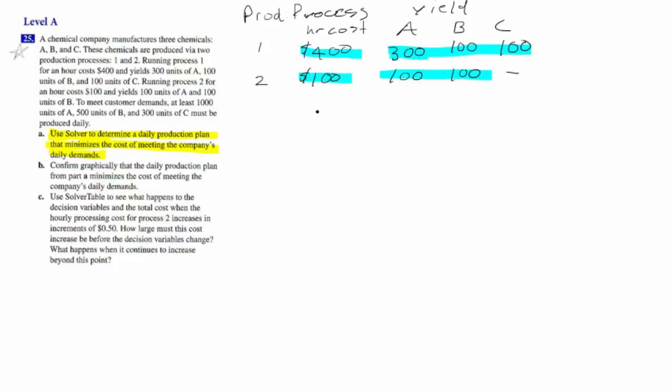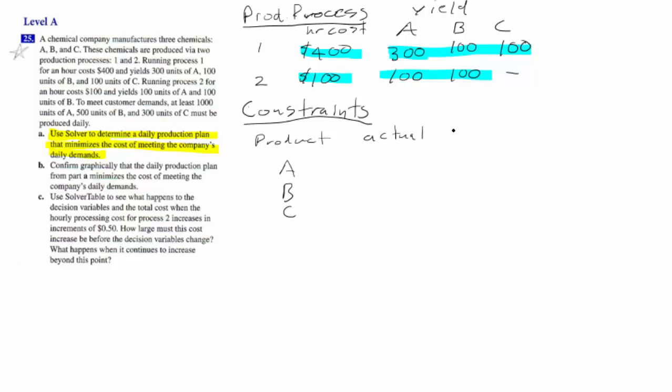What's next? Maybe we should think about the constraints next. So the constraints are this. We have product A, B, and C, and we'll make a little table like we did before: actual, and then the sign of the constraint. In this case, it's going to be greater than or equal to output. And these are going to be Excel formulas that tell us how much we are producing according to the hours that we run each machine and the output. So we'll set these up as cell reference formulas.